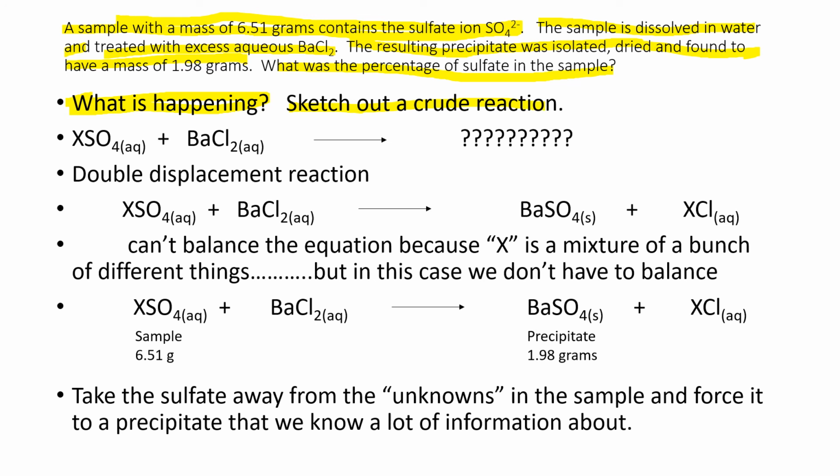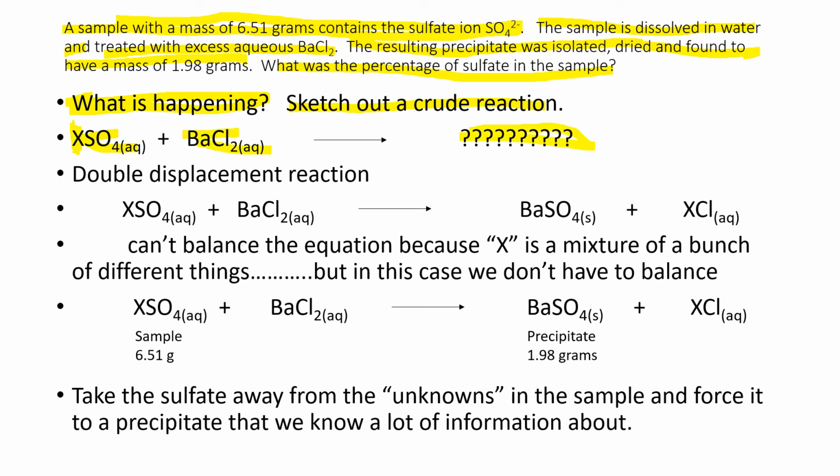So here's my sample. I got an X here. I don't know what it is. That X doesn't represent one element or one polyatomic ion or one anything. That could represent 100 different things in here. All we know is that this sample contains a sulfate ion, and we're going to react it with barium chloride.